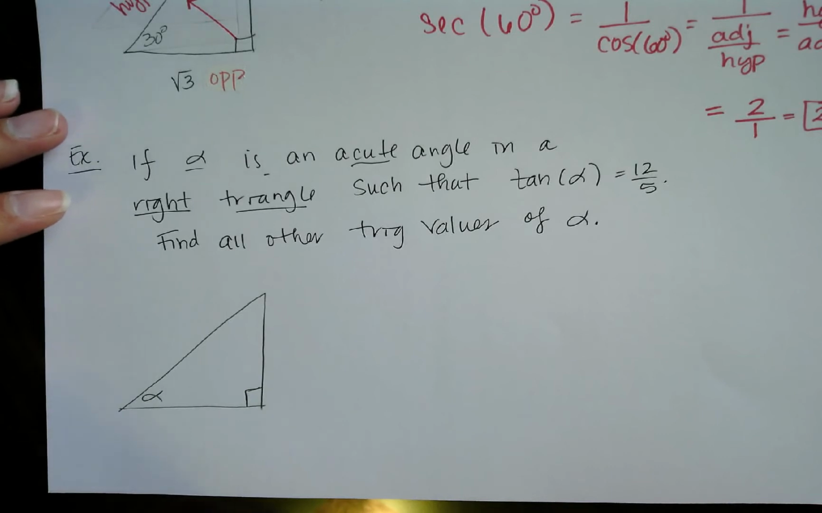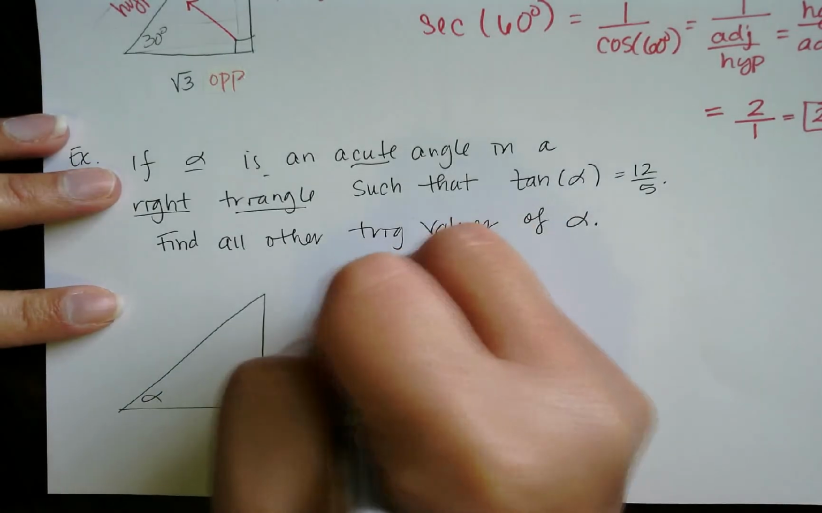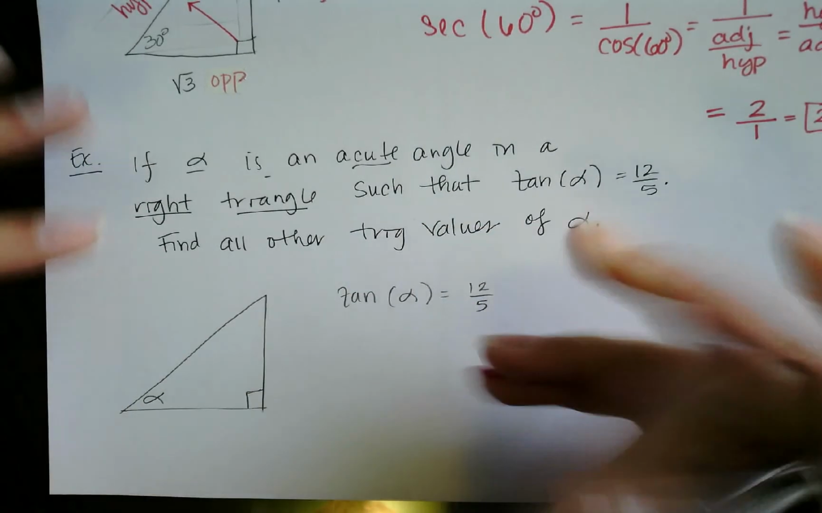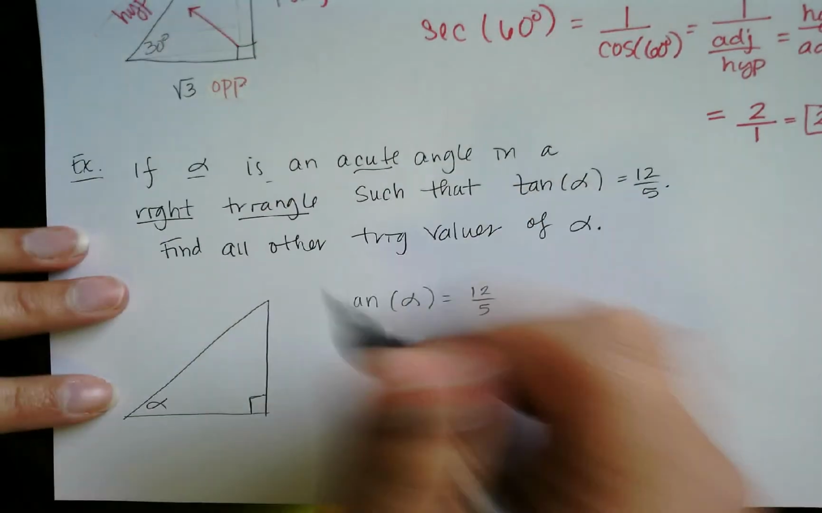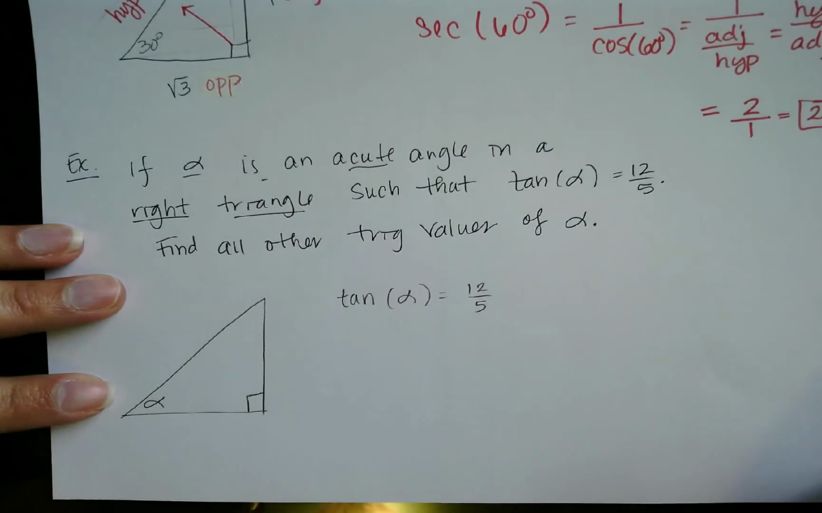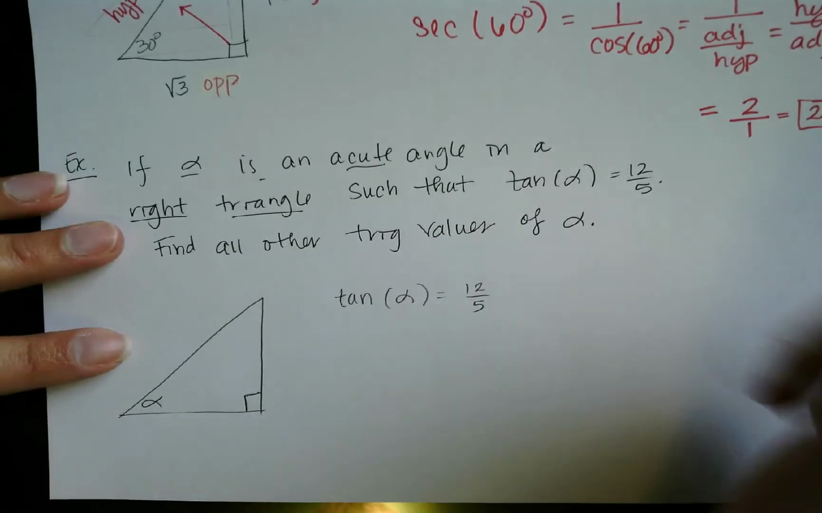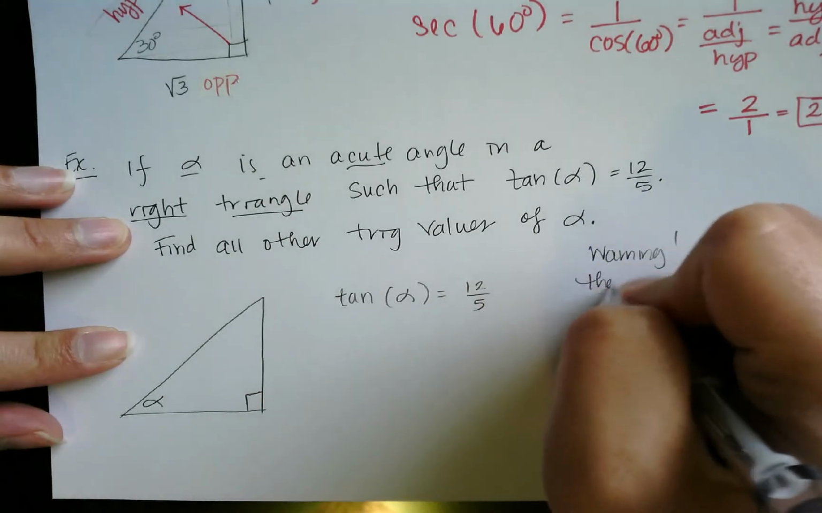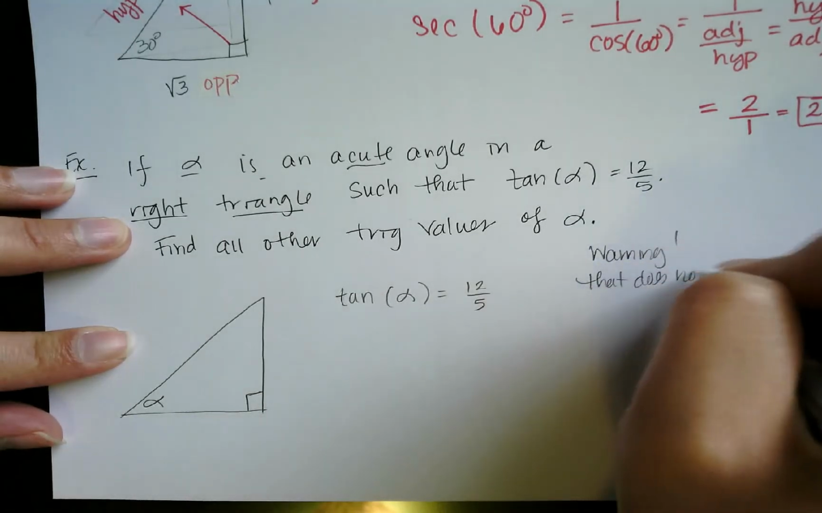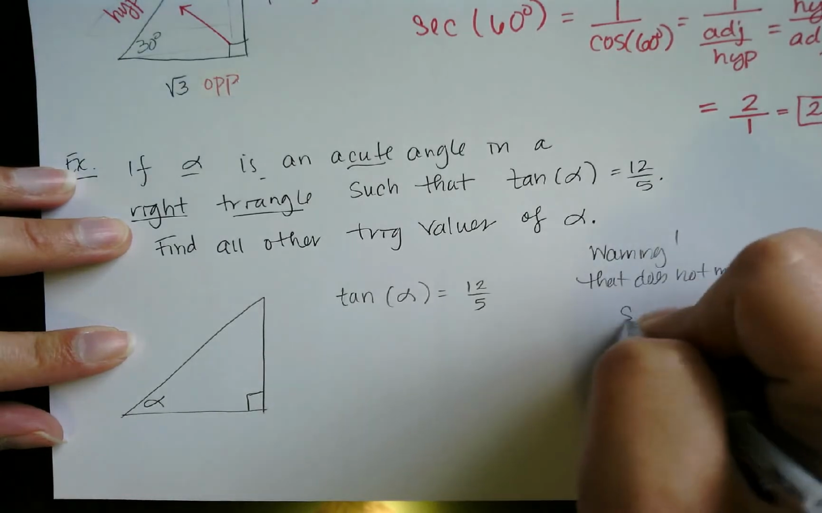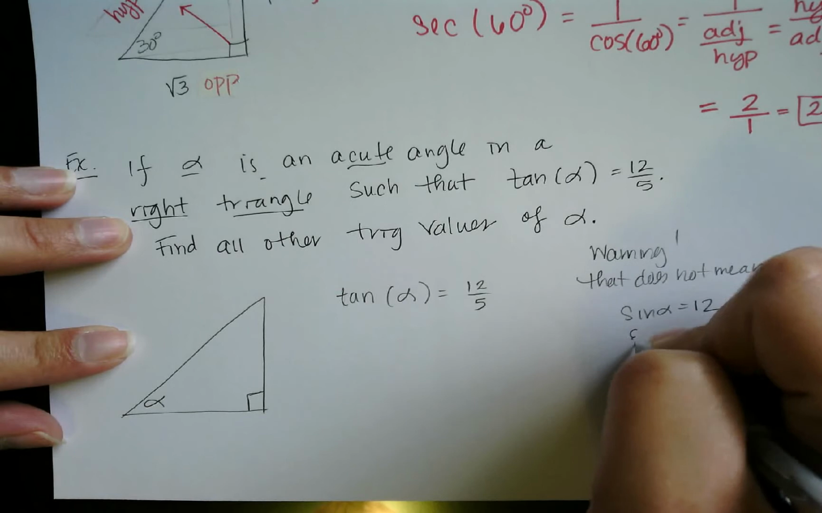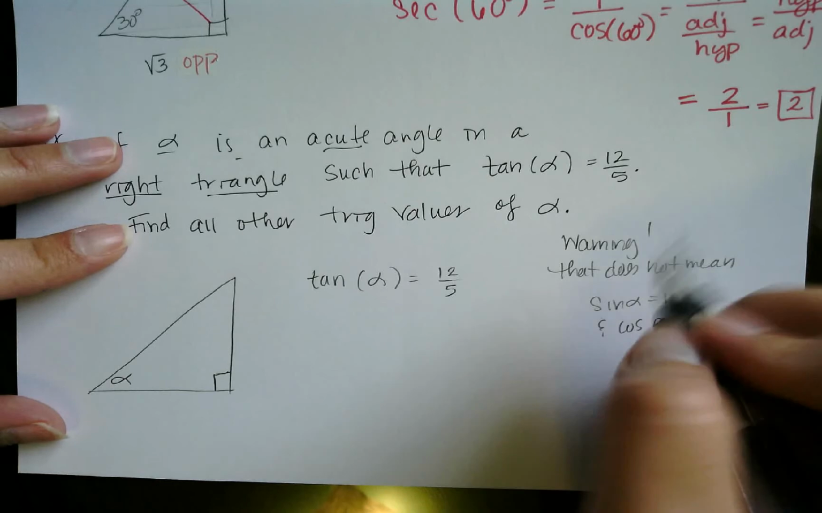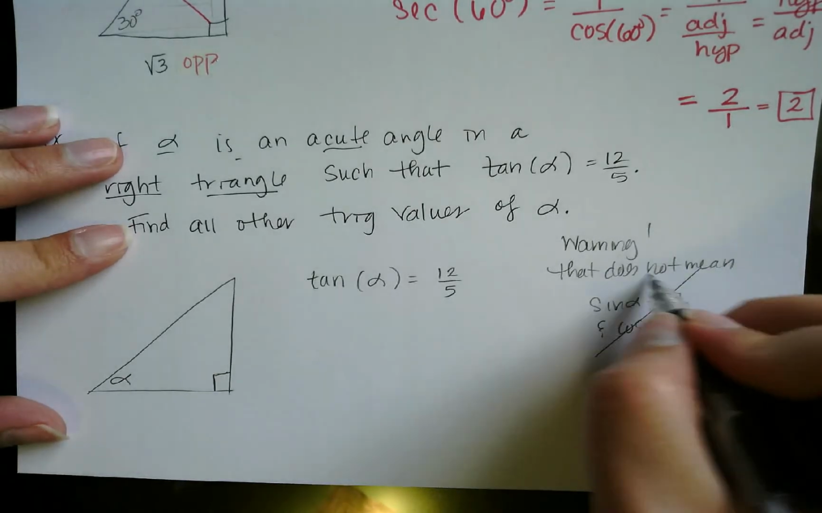Alright, it's one of the acute angles. It says tangent of alpha equals 12 over 5. Now notice we don't have a number for alpha, and that's fine. We don't need a number for alpha. We got some information. It says tangent of alpha is 12 over 5. Okay, so be careful. Here's a warning. That does not mean sine of alpha equals 12 and cosine of alpha equals 5. That's not how it works. That's wrong.